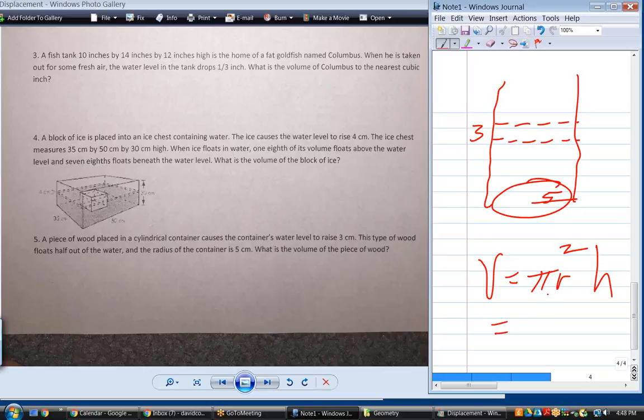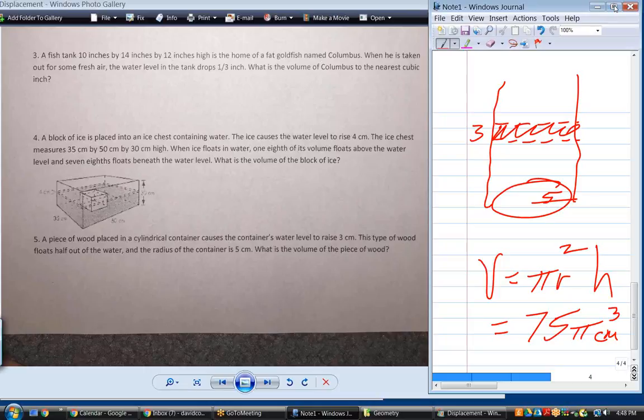3 centimeters. Yeah, how much is this volume right there of the water? 75 pi. Yeah. Cubic centimeters. Okay. That got displaced by half of that piece of wood. What's the volume of the piece of wood? 2 times 75.